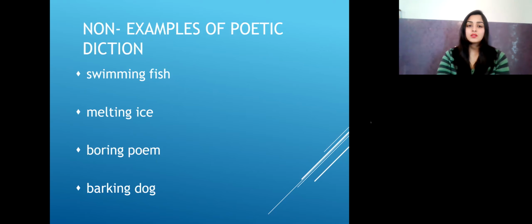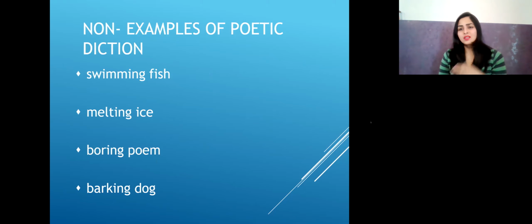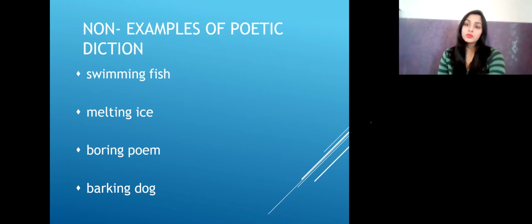Now, non-examples of poetic diction. Swimming fish. Fishes swim, right? So there's no proper feeling shown. Melting ice, it's natural. Boring poem, barking dog. All this is not an example of diction, because proper words are not used here to show your emotions, right?